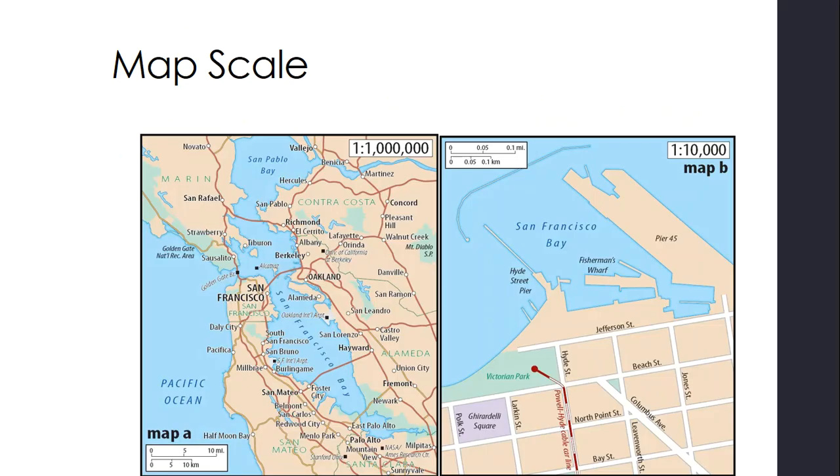So again, here are two different map scales. The first one, in map A, has a ratio of 1 to 1 million, which means an inch on the map equals a million inches in the real world. This is very useful if you want to understand the Bay Area, where Oakland is in relation to San Francisco, per se. But you want a much larger scale map of 1 to 10,000 if you are somewhere in San Francisco and, let's say, I want to know how to get to Fisherman's Wharf. We want to make sure that we're using the right map for our needs.